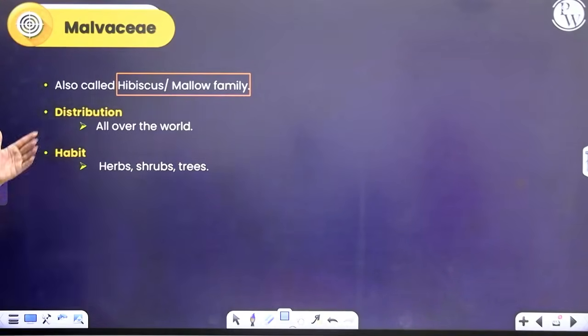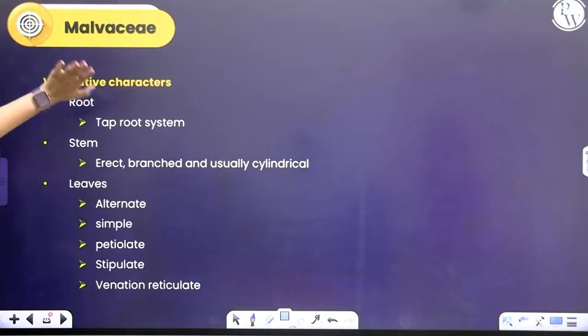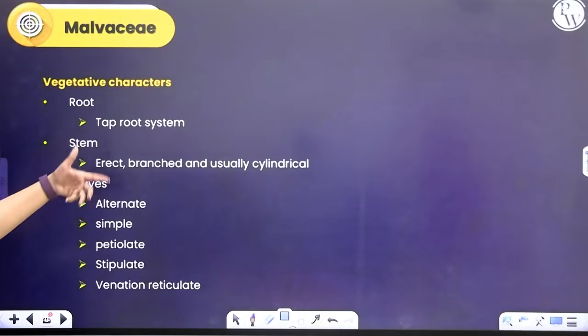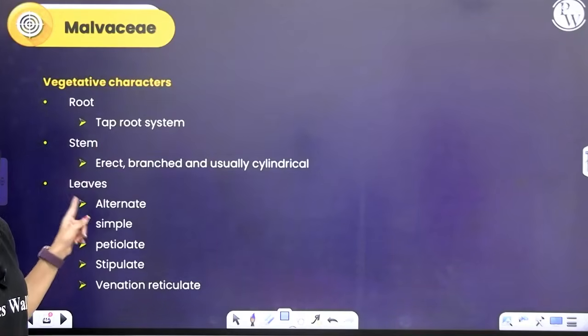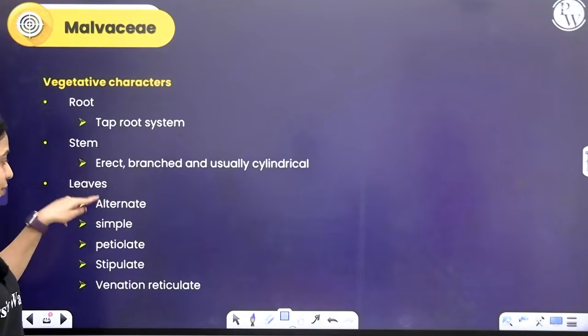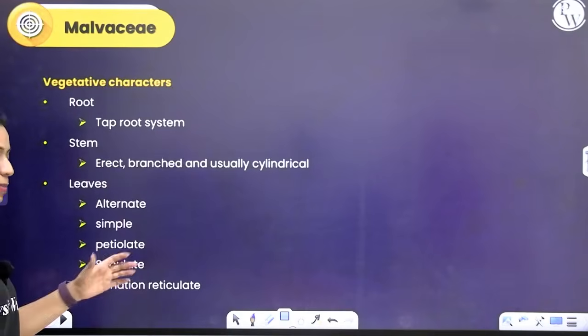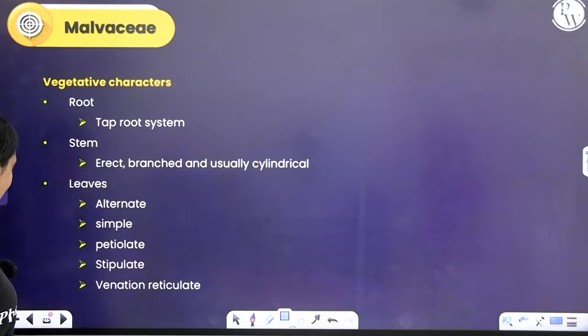Distribution all over the world, they could be herbs, shrubs or trees. Next, how is the root? It's a dicot family, so obviously taproot system. How is the stem? It's erect, it's branched and generally it's cylindrical. How are the leaves? Alternate. As an example for alternate leaf, we studied about China rose or hibiscus, so obviously it has alternate. Leaves are simple, they have a petiole, stipules are present. Since it's a dicot family, obviously the venation will be reticulate.